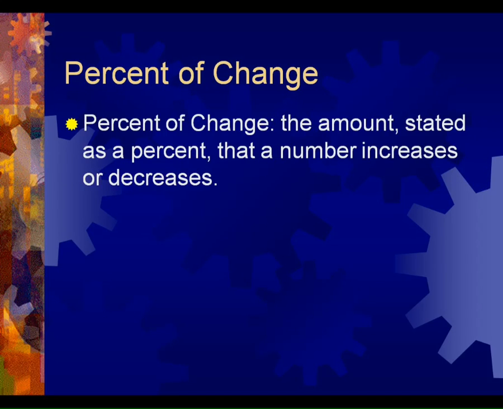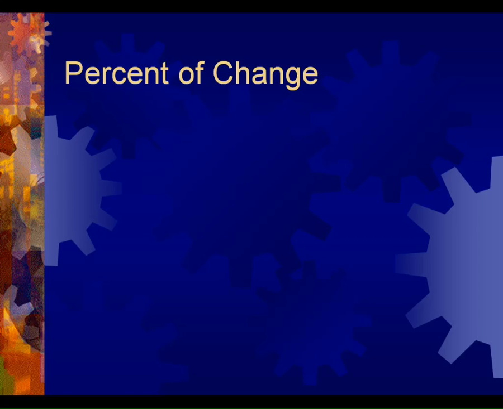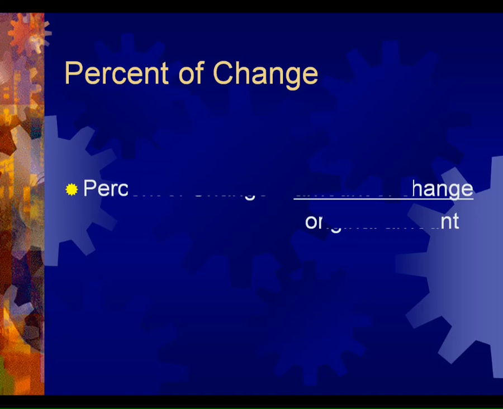So what percent of change is, it's the amount as a percent that a number increases or that a number decreases. Okay, how much it changed. And we have two types of percent of change. We have an increase, where the number goes up, and a decrease where the number goes down. Percent of increase, the number is increased by a percent. Percent of decrease, it's decreased by a percent. Makes sense, right? How we find the percent of change is: the percent of change is equal to the amount of change, the amount the number changed, divided by the original amount. The amount of change divided by the original amount.